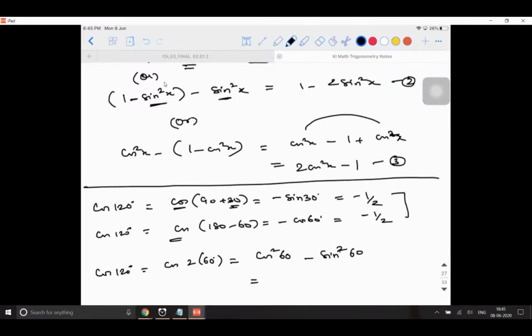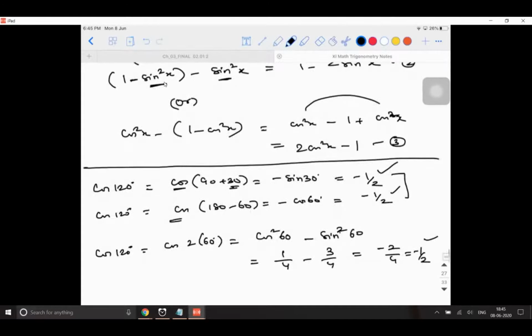Am I clear? So what is cos square 60? That is 1 by 4 minus what is sine square 60? That is 3 by 4. So 1 by 4 minus 3 by 4 is minus 2 by 4, that is nothing but minus half. So whether you use this method or this method, you are going to get the same answer.